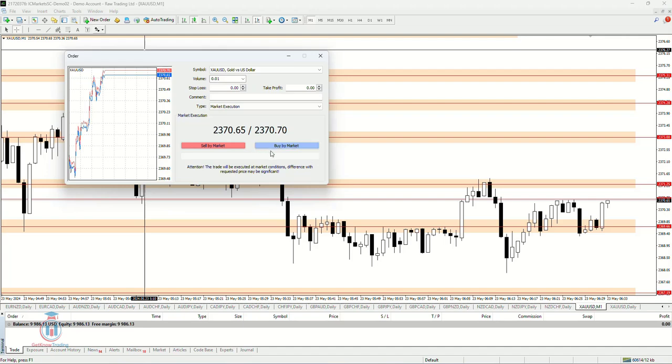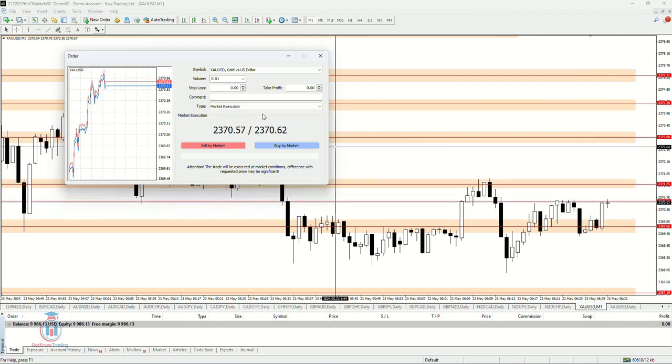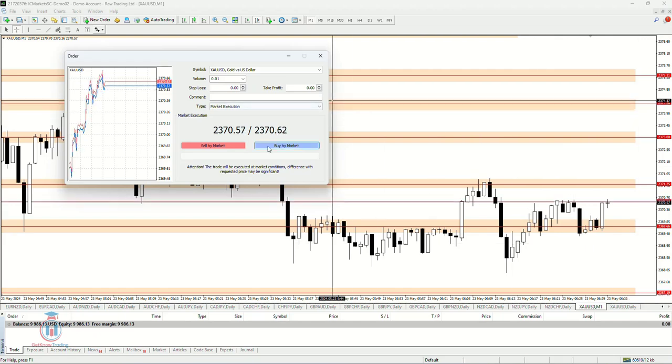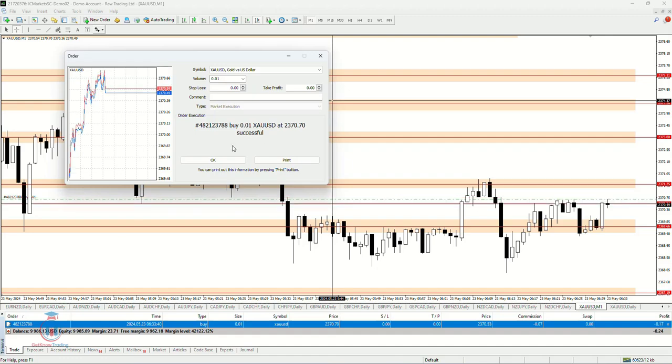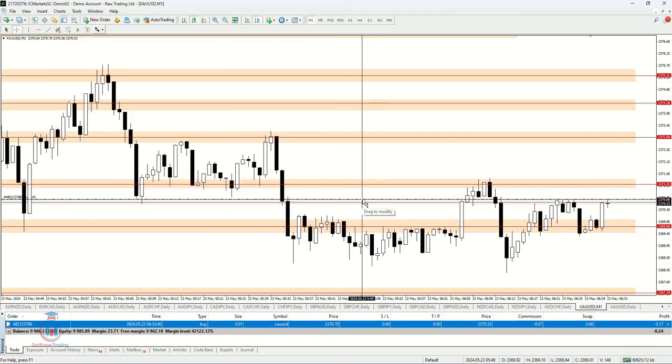So in this case we are covering what is a buy order, what buying means. Buying means if I click this button, I am expecting to make money if the price goes up. If the price goes against me, I will lose money. When I click this button, I will open a new order, and you will see it is successfully opened with the OK button. You can see this green line that represents this order.